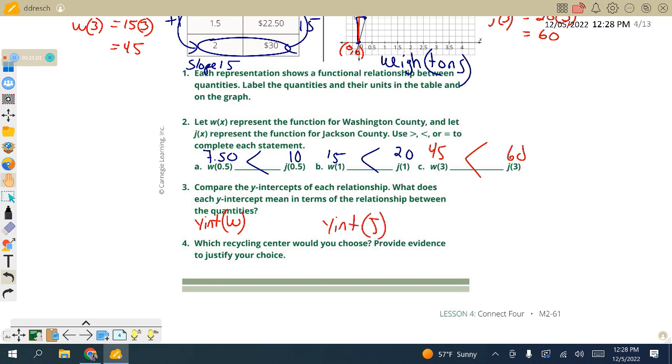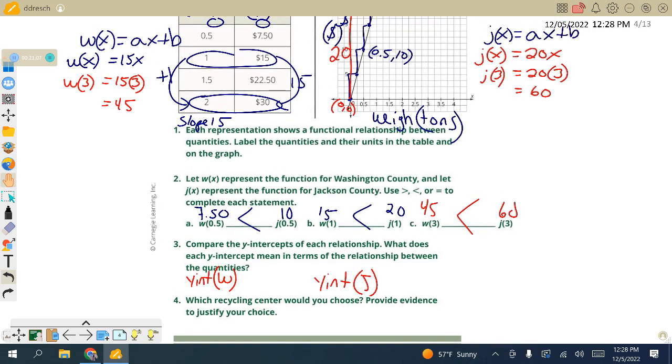Jackson? One is at 0 because you turned in 0 cardboard and you are making $0, right? Jackson, do they give you any money for 0 cardboard? No, that makes no sense. So what happens to my comparison here? Less than, greater than, or the same? The same. Duh, that kind of makes sense there.